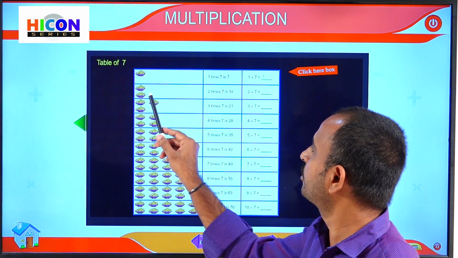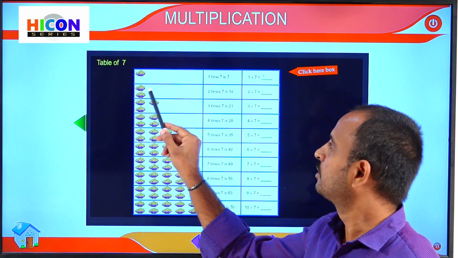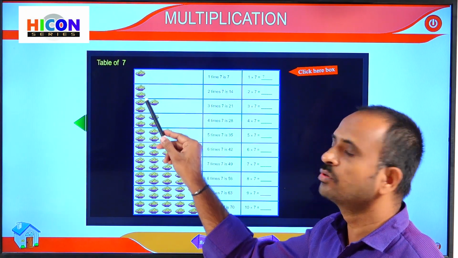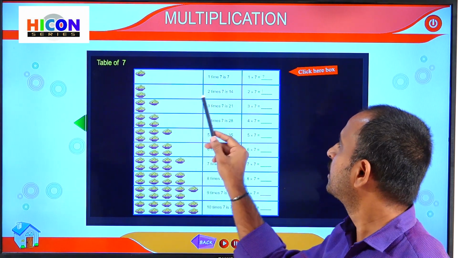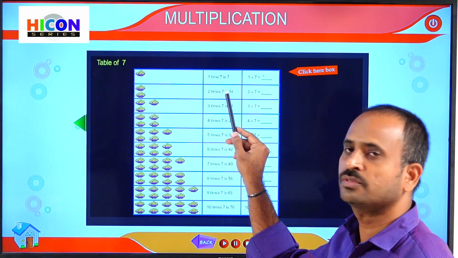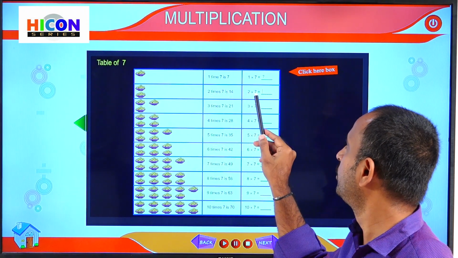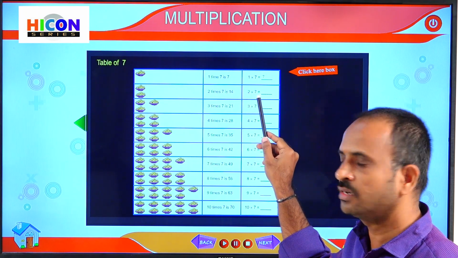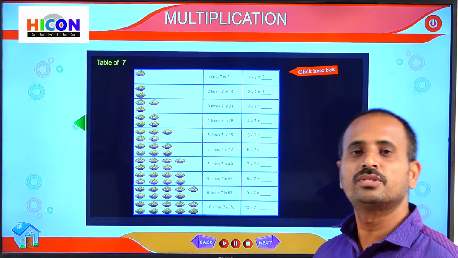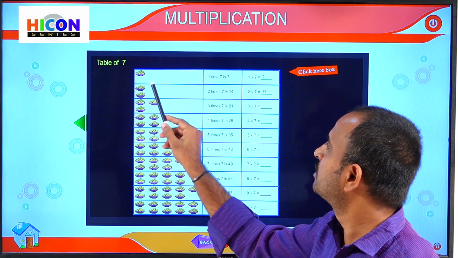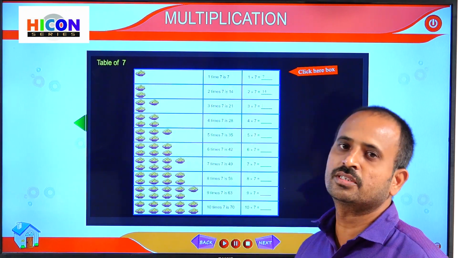So children, see the second row. How many groups are there? There are 2 groups and each group has 7 sweets. It can be written as 2 times 7, that is 2 into 7. 2 7 jar 14. That means there are total 14 sweets.